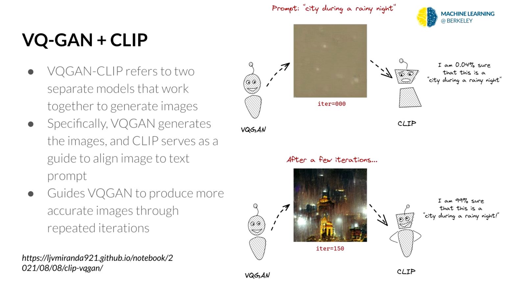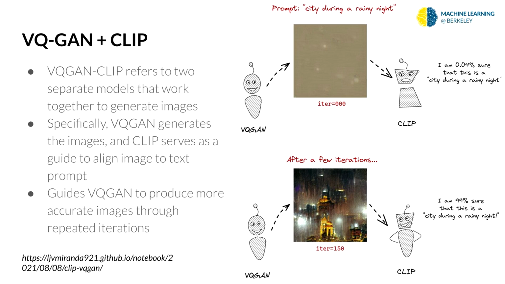With that idea, VQ GAN Clip refers to two separate models that work together to generate realistic looking images. Specifically, VQ GAN generates the images and Clip serves as a guide or a judge to align the image to the text prompt that the user gave. Through repeated iterations, VQ GAN will improve the images based off of what Clip says.